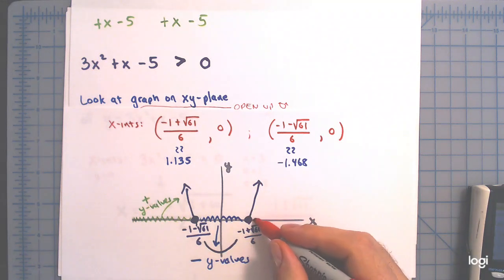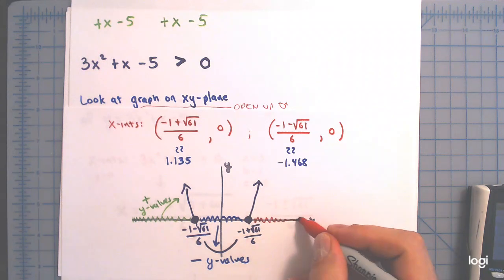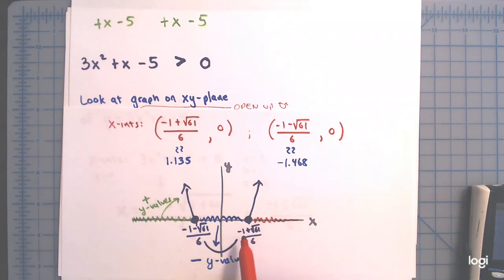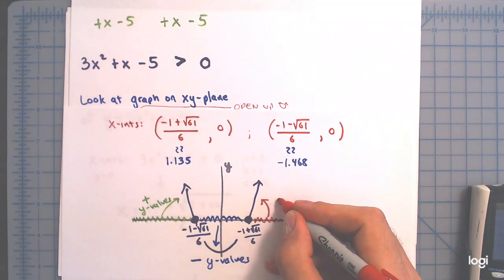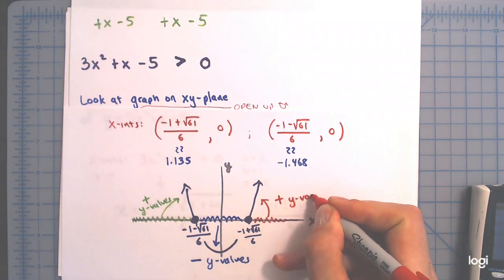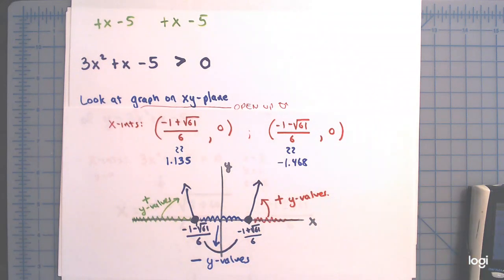And the last interval here, these numbers to the right of -1 plus the square root of 61 over 6 correspond to these points where you have positive y values, positive outputs. Okay, so now let's solve the inequality.